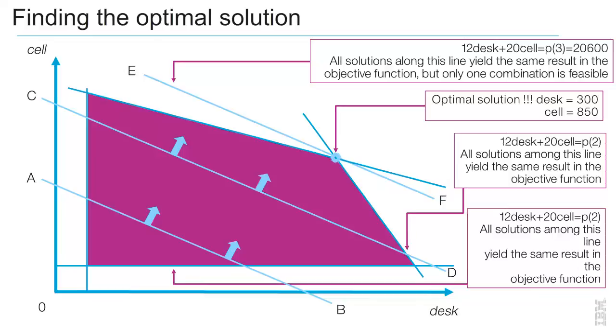The optimal solution of a linear program always belongs to an extreme point of the feasible region, that is, at a vertex or an edge. In this case, the optimal solution is x is 300 and y is 850, which determines how many of each type of phone the company must produce to maximize its profit.